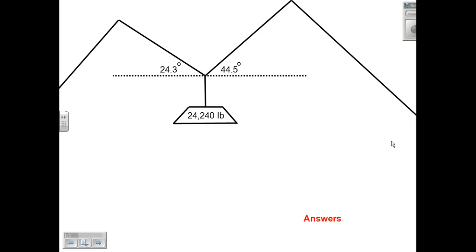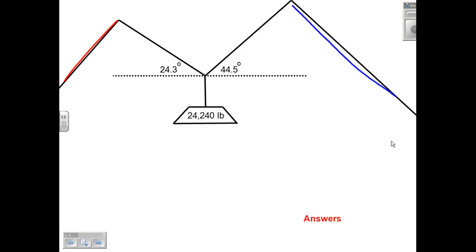Okay, here we have a very classic tension problem utilizing vectors. The premise of this problem is that over here on the left we have a crane, and over here on the right we have a crane, and together, through cables, those two are supporting our 24,240 pound weight in a state of equilibrium. So it's not moving left, not moving right, not moving up, not moving down.